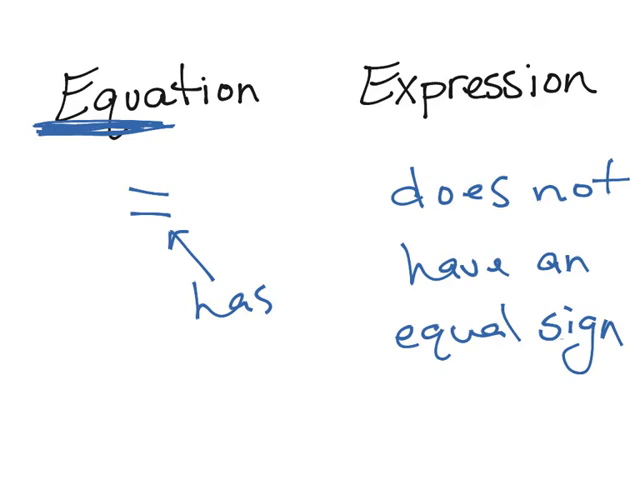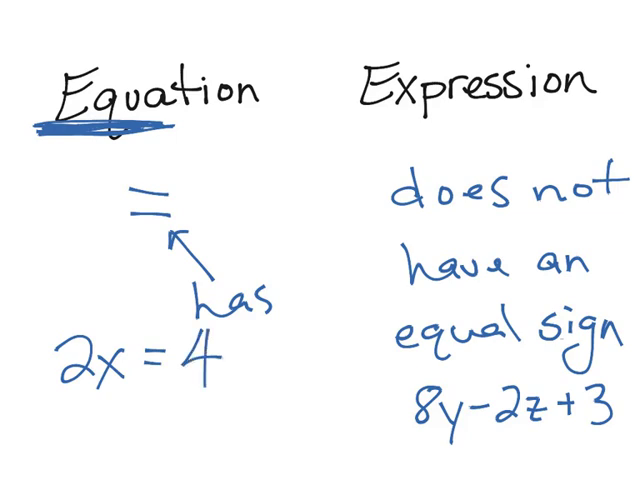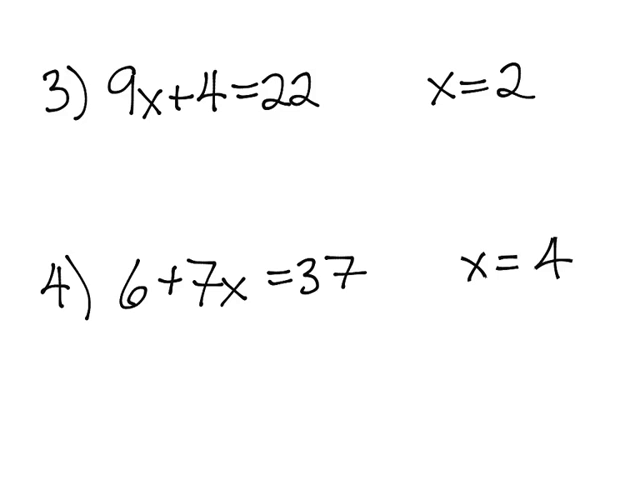Like we said before, an example of an expression could be 8y minus 2z plus 3. There's an infinite number of expressions out there that you can create. An equation, let's make a simple one: 2x is equal to 4. You could even solve that one right now, but it has an equal sign in there plus a variable. So just make sure you have a variable and an equal sign, and we have ourselves an equation.